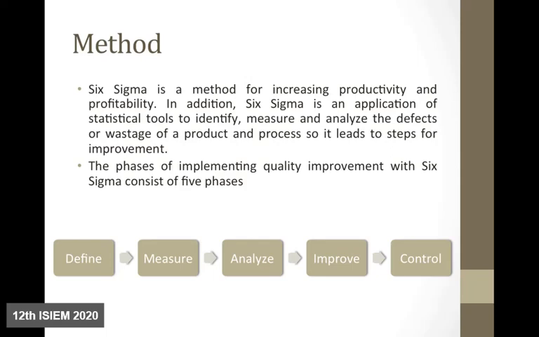Six Sigma is a method for increasing productivity and profitability. In addition, Six Sigma is an application of statistical tools to identify, measure, and analyze the defect or waste of a product and process, so it leads to steps for improvement. The phases of implementing quality improvement with Six Sigma consist of 5 phases.